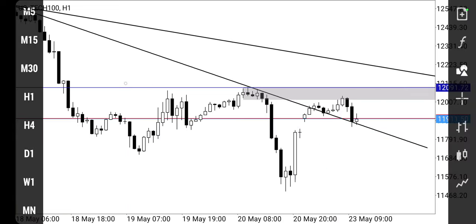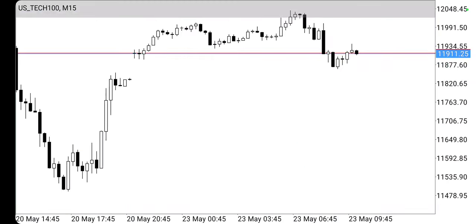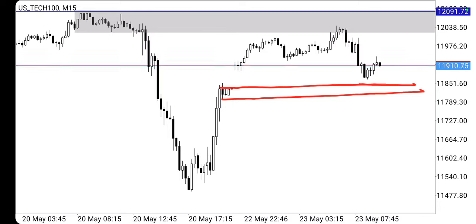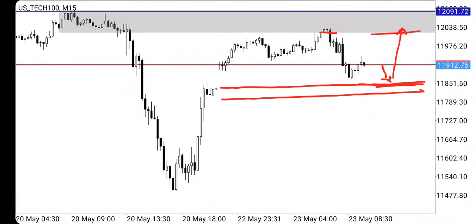So let's just check the M15 for the sake of it. On M15, you can see that the gap came from this. So if you want to take your chances there, you are more than welcome to. It's on you guys. So if you take it here, and if you take it from here, and then it goes up, this is still our area of resistance. Even if you're using M15, this is still our area of resistance.